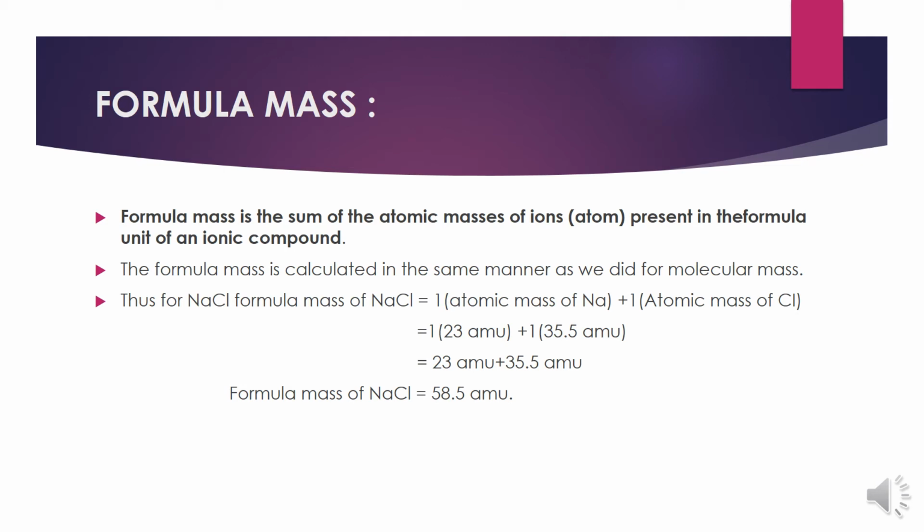So atomic mass unit of sodium is 23 AMU and that of chlorine is 35.5 AMU. So multiply it with 1 and this one also. So answer is 23 AMU plus 35.5 AMU and you will get your answer, that is 58.5 AMU, formula mass of NaCl. I hope this is clear because this is very easy to understand if your mathematics is good.